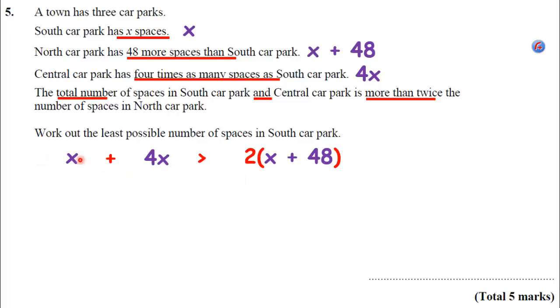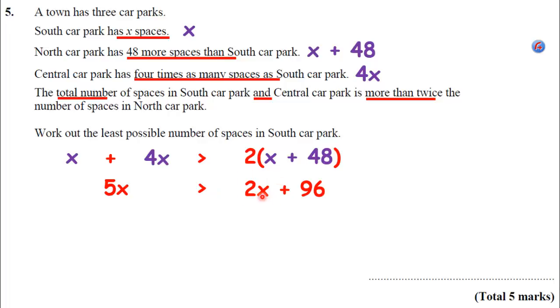Now I need to work this out. I'm going to add X and 4X, and I'm going to multiply out the brackets. So X plus 4X is 5X, is greater than 2X plus, and 2 times 48 is 96. Okay, and now I need to balance this equation. The inequality doesn't make any difference. We're going to carry on with this as we go through.